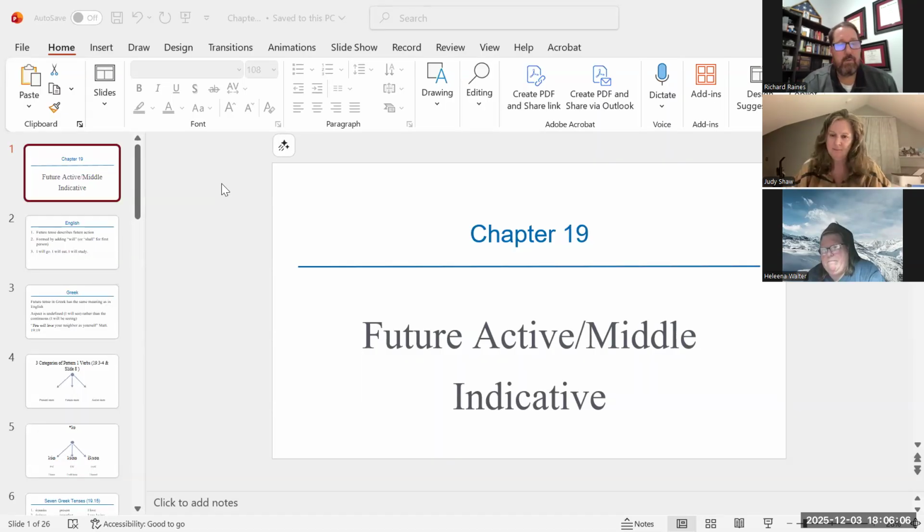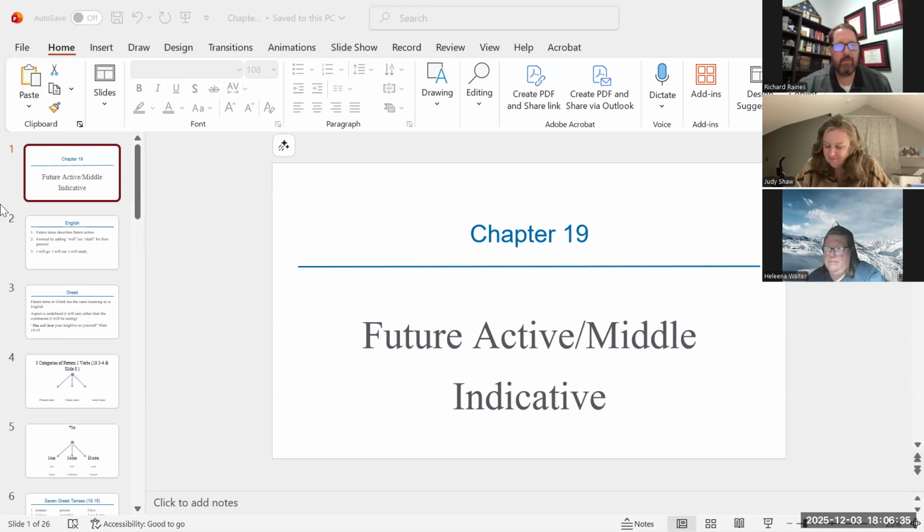All right, gang, we are looking at chapter 19 this week. We're going to learn future active and middle indicative. I think you're going to find that the information in this chapter is easier to memorize than some other stuff, because you've really sort of already memorized the paradigm for this. You just don't know it. So I think maybe you can breathe a sigh of relief.